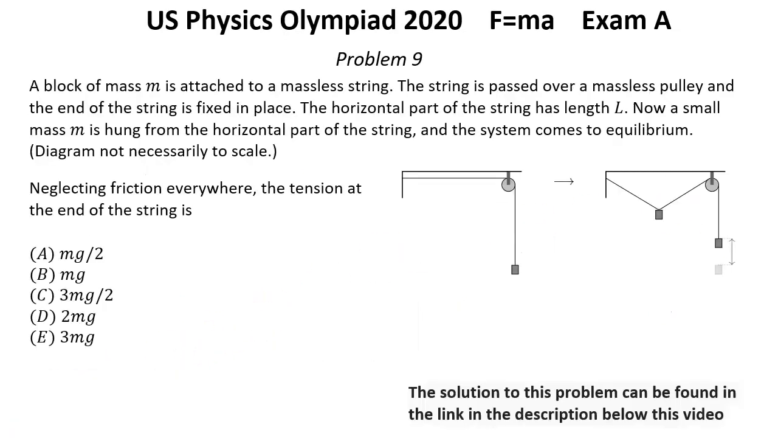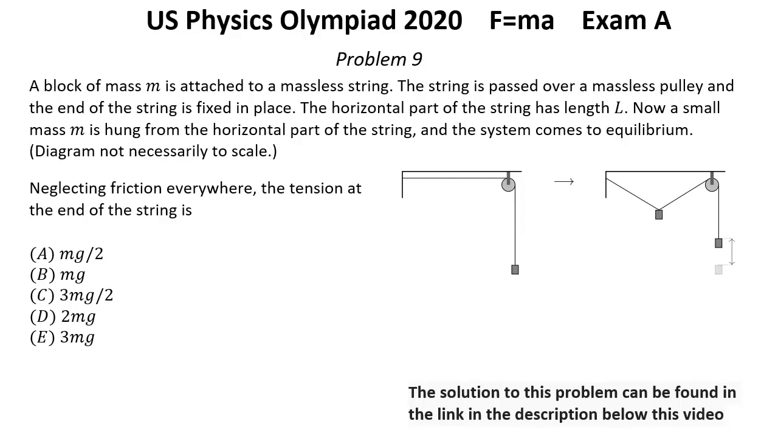Problem number 9. A block of mass m is attached to a massless string. The string is passed over a massless pulley, and the end of the string is fixed in place. The horizontal part of the string has a length L. Now a small mass m is hung from the horizontal part of the string, and the system comes to equilibrium. Diagram not necessarily to scale. Neglecting friction everywhere, the tension at the end of the string is the following.